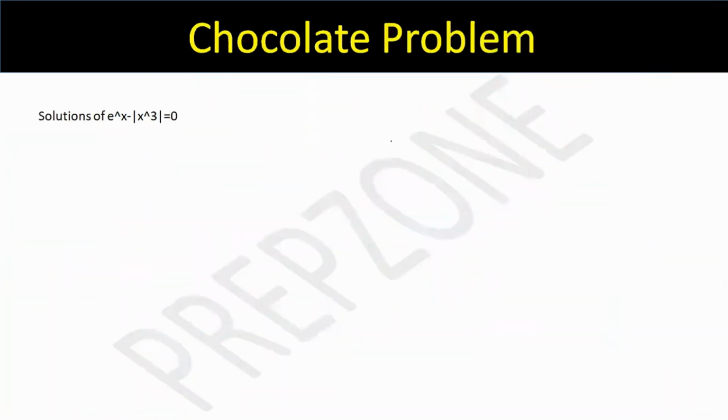So Shivam, I will be discussing this question with you. You should be able to solve this, and everyone else. It's a chocolate problem. Let's see who can solve this.